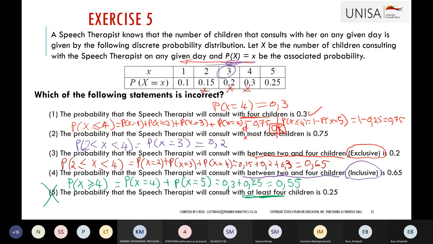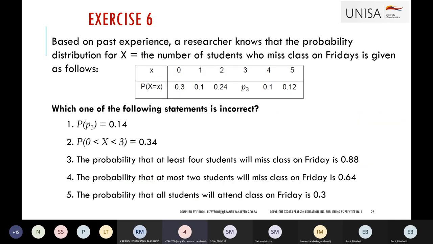Any questions? Happy? Yes, happiness. Happiness. Yeah. Question number 6. You can go ahead and do it.